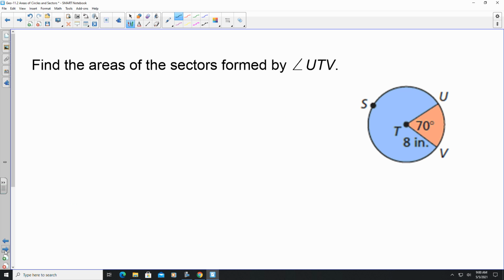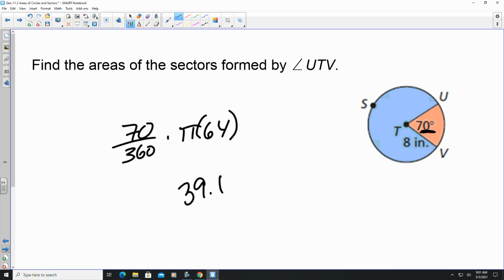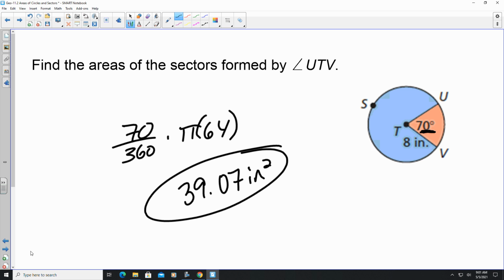So here it says find the area of the sector formed by angle UTV. So UTV has that angle there at 70 degrees. So I got 70 over 360, and it's going to be multiplied by the area of a circle, which is pi r squared. So it's 8 squared, which is 64. So when you multiply all that through, we get an approximate answer of 39.07, and it's inches, so it'll be square inches is our area.